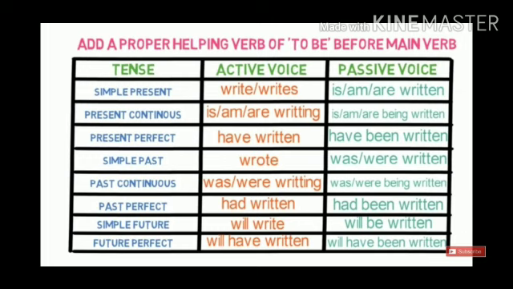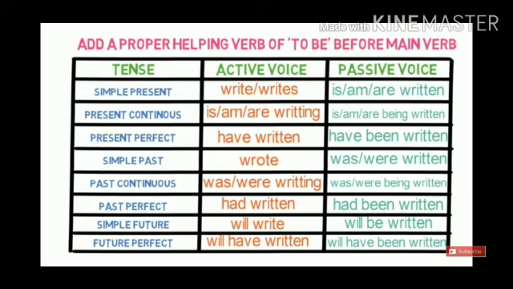Past continuous tense. In active voice, we use was or were plus writing, and in passive voice, the helping verb was or were plus being plus the third form of the verb, written, that is the past participle. In past perfect tense, in active voice we use had plus the past participle written, and in passive voice we use had plus been, then the verb 3 written, which is the third form of the verb.